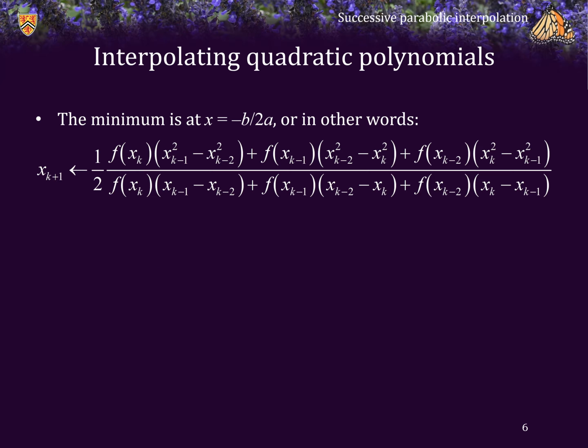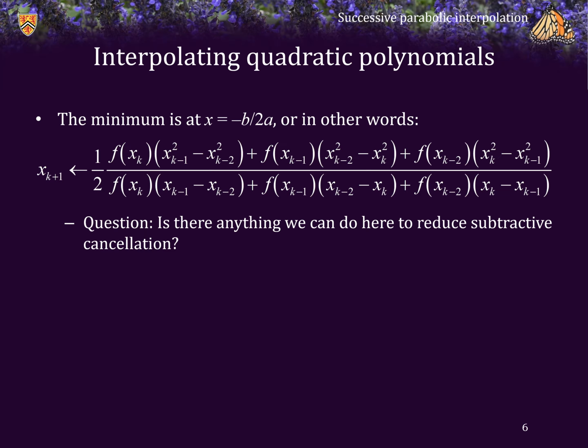Now, from calculus, you know that the minimum of the polynomial ax squared plus bx plus c is at the point x is equal to negative b over 2a. So using the 2 previous expressions and simplifying, we can calculate the next approximation being this reasonably complex expression here. Again, it's more complex because the points are not necessarily equally spaced. Now, question, is there anything that we can do here to reduce subtractive cancellation? After all, a lot of these values are going to be very similar.